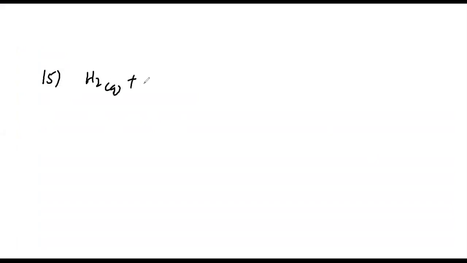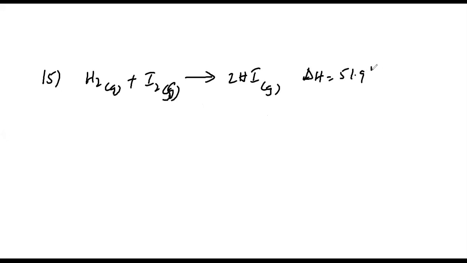H2 plus I2 gives rise to 2HI. Here I2 is solid, students. It is not gas. So H2 plus I2 gives rise to 2HI. Delta H is equal to how much? 51.9 kilojoules.